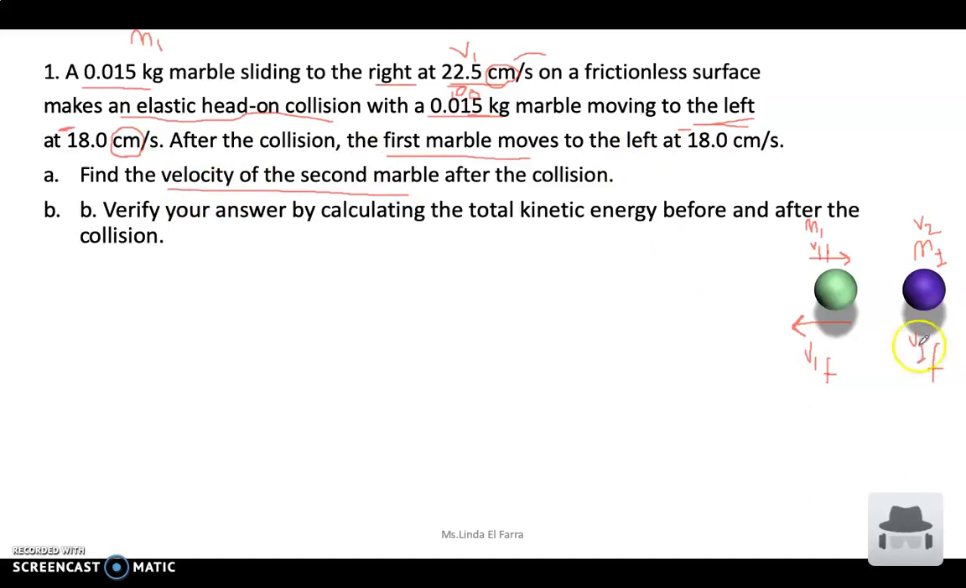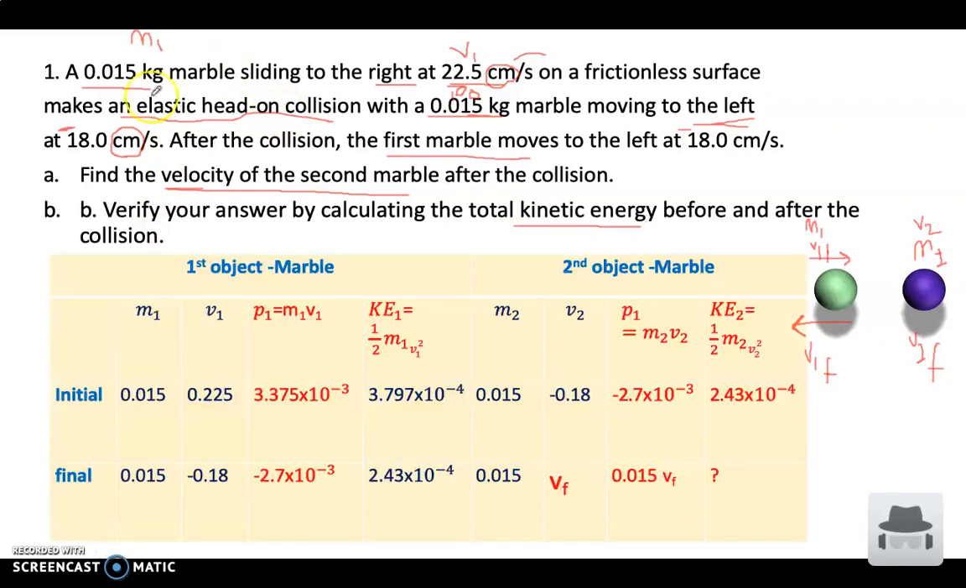Now, again, since I have to find the velocity and I need to calculate the kinetic energy, I have to make my table. In my table, I have two objects. The first object is the first marble, the second object is the second marble. I have to write M1, V1, P1, and kinetic energy KE1. For the second object, I have M2, V2, P2, and kinetic energy KE2. And I have to fill out this table from the given information.